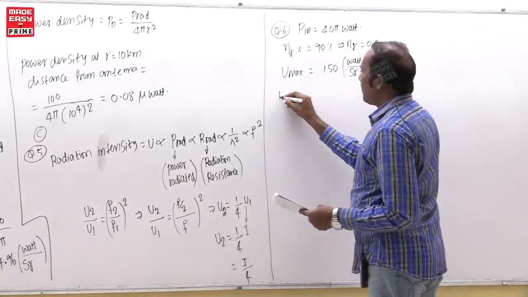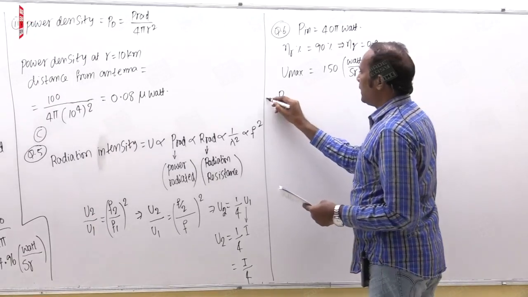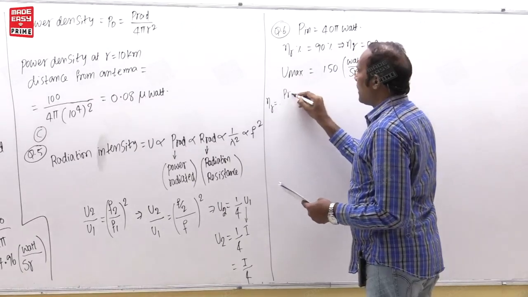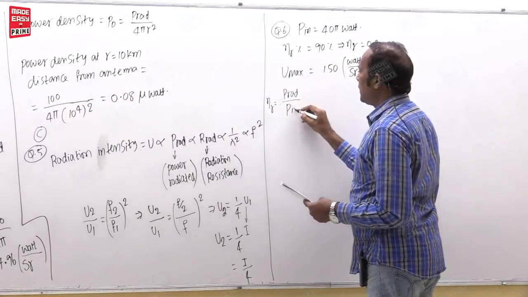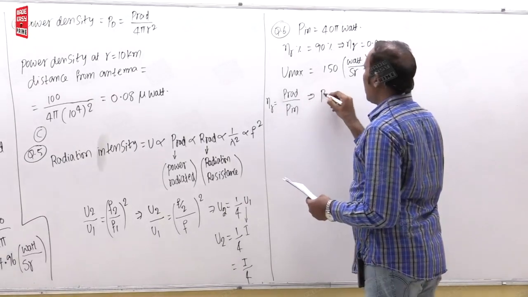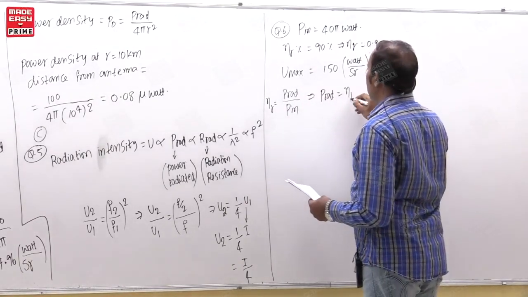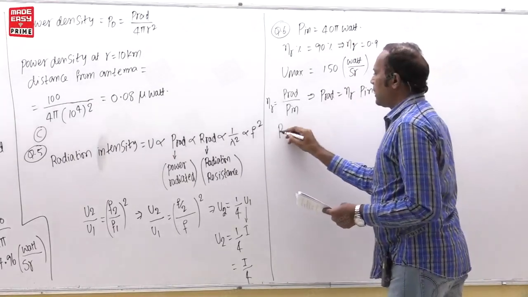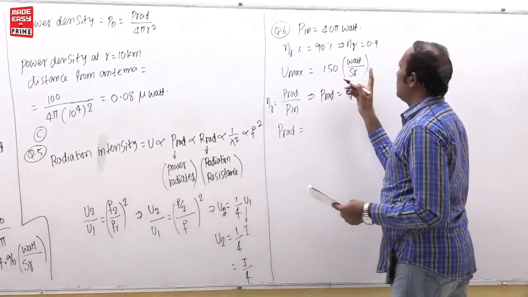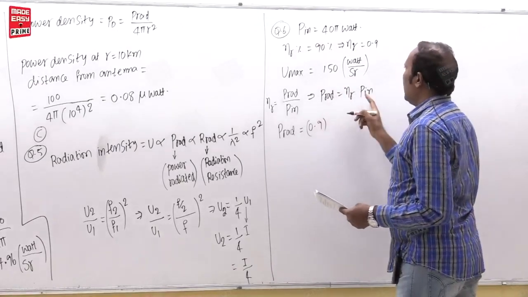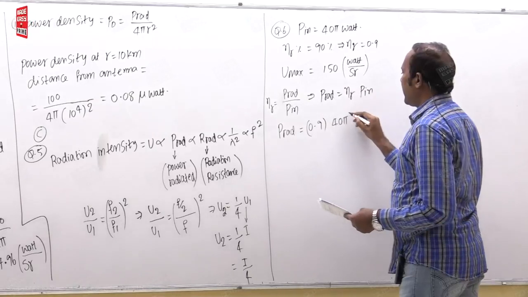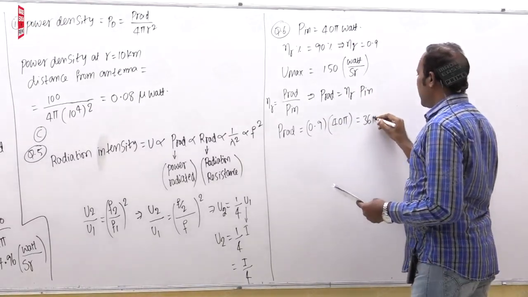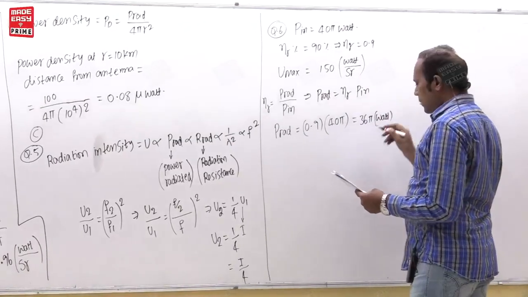Then we know the power calculation: eta R, the radiation efficiency, is equal to power radiated divided by input power. So if you want power radiated, that is radiation efficiency into input power. Input power is given here. So radiated power is equal to efficiency 0.9 and input power 40 pi, which is nothing but 36 pi watt.